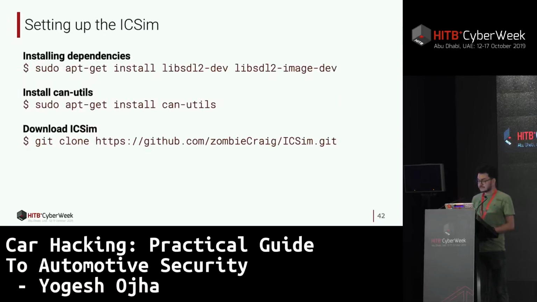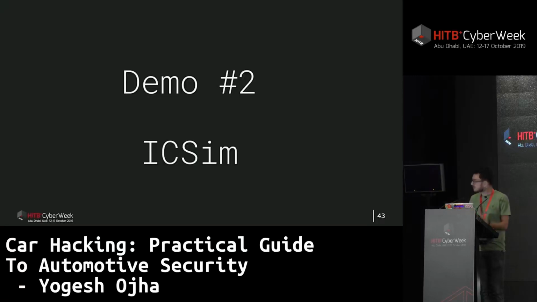To set up ICSim, you need the SDL library, Simple DirectMedia Layer, which is used for graphics and audio. You can install it using sudo apt-get install. Then you can download ICSim from the zombieCraig GitHub repository called ICSim. So now let's look into the demo of ICSim.